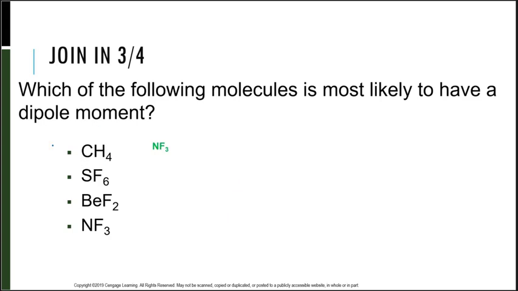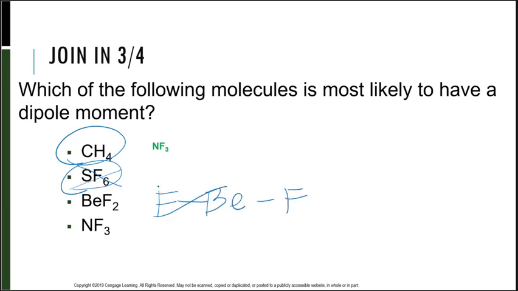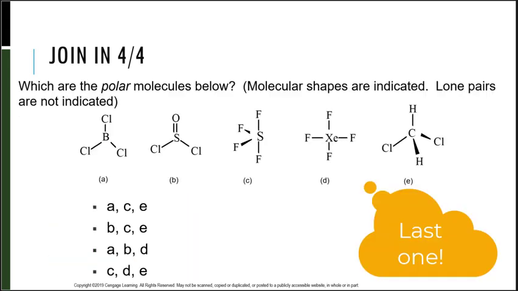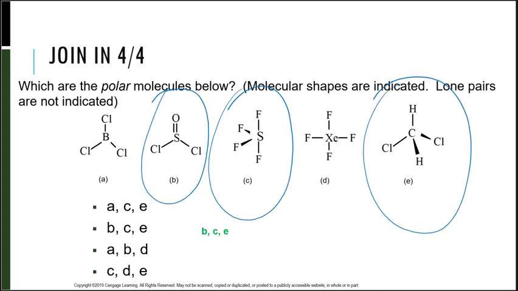NF3 again. CH4 are all nonpolar bonds. SF6 are all going to cancel each other out. BeF2 is an ionic compound, and it's going to be linear. Again, so that polar bond is going to cancel out that polar bond because their tug of war is equal and opposite. So we're left with NF3. And the last one in for this section, which are the polar molecules? And you should get these three for our polar molecules.